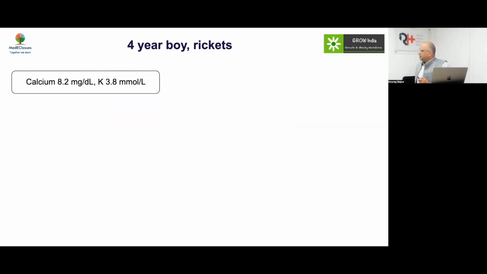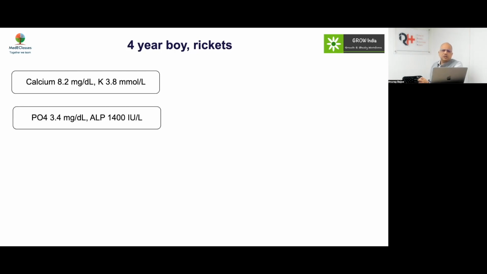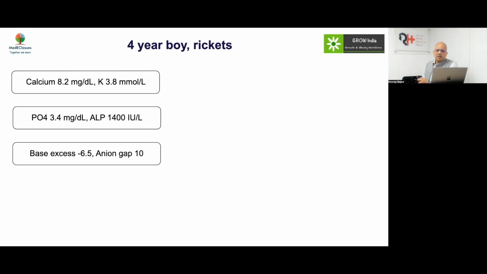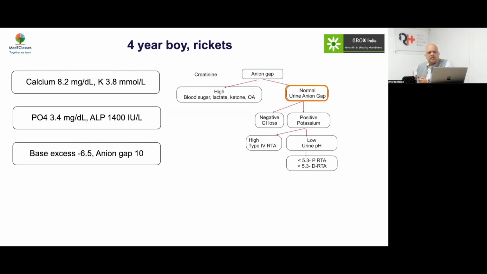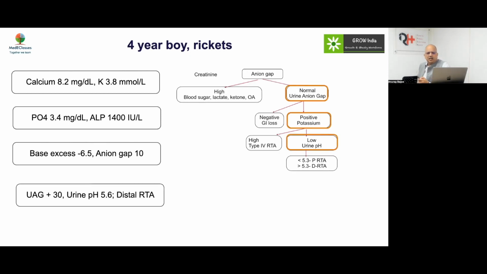A 4-year-old boy with rickets: calcium is 8.2, potassium is 3.8, phosphorus is normal, ALP is high. So this is a case of rickets. Base excess showed mild metabolic acidosis. He has not been given a lot of vitamin D till now. But because somebody thought that this could be RTA, they did a pH which showed mild metabolic acidosis and a normal anion gap. And then they labeled the child as distal RTA based upon a urinary pH which was 5.6. So do you think this is distal RTA?